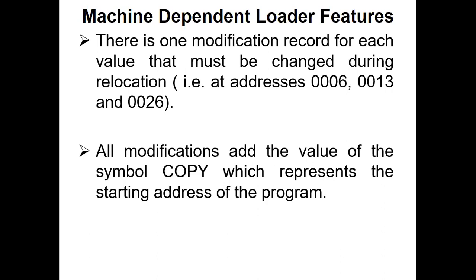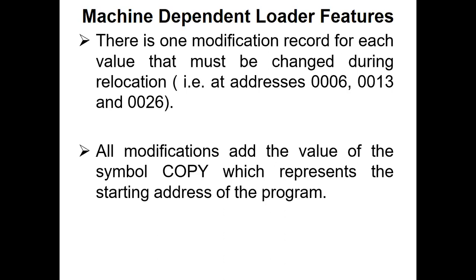But you remember that program where we are using modification records, there was an instruction at address 0006, an instruction at 0013, and an instruction at 0026. We said these are the only instructions which need relocation and will need the modification records, because they were the format 4 instructions which were talking about addresses.